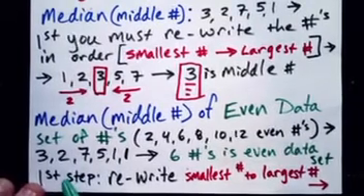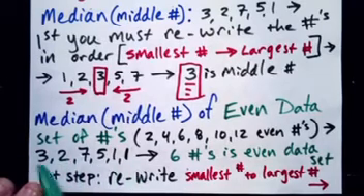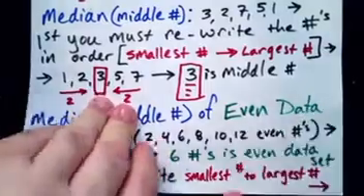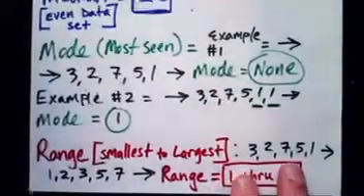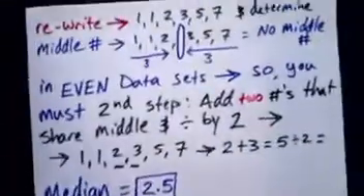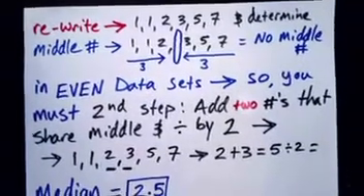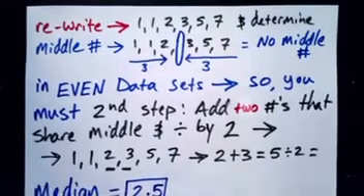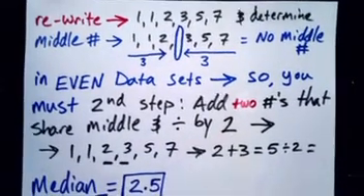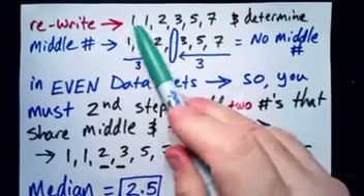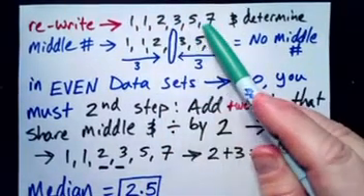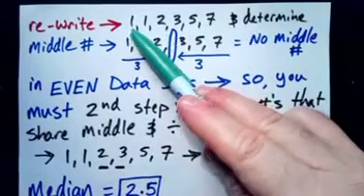The first step is you want to rewrite these numbers given in this data set from smallest to largest. Okay, that is the first step. Now remember, we are finding the even data set median. So we're going to continue on this page here. We want to rewrite those numbers in order: 1, 1, 2, 3, 5, 7. This is in order from smallest to largest.